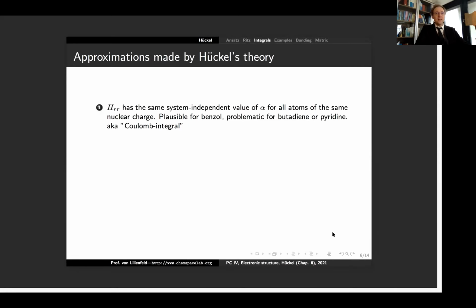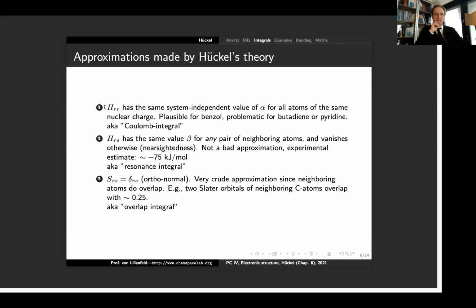So now comes the Hückel approximation. If you wanted to evaluate this determinant, of course, we need to know what H and S are. And so here you see these approximations. If the orbitals sit on the same atom, then it's always the same number for any given chemical element. If they are neighbors, then they have the same value beta for any pair of chemical elements, okay? And this beta value can be of the order of 75 kilojoules per mole.